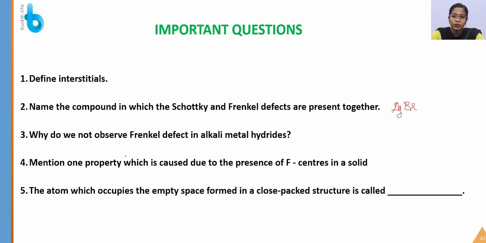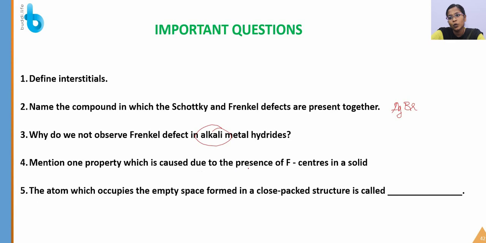And then the next question is, why do we not observe Frenkel defect in alkali metal halides? This is because of the large size of the alkali metals, because in this case what will happen, it cannot fit in the interstitial sites, okay. So because of that we do not observe Frenkel defect in the alkali metal halides, okay.